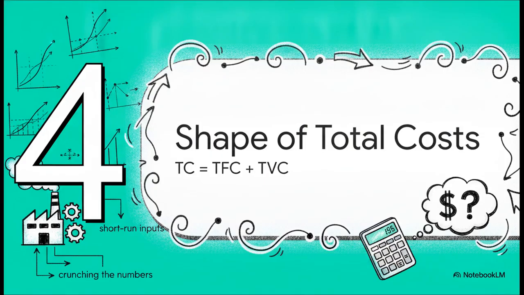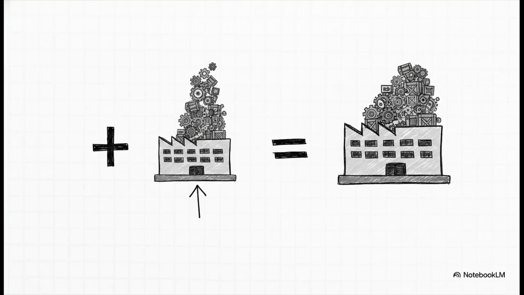Section 4. The shape of total costs. Let's translate these short-run inputs into the macro view of the firm's total costs and see what happens when we actually run the numbers. The formula is beautifully simple. Total cost is just the sum of total fixed cost, which, remember, absolutely never changes no matter how much you produce, plus total variable cost, which goes up as you ramp up production and use more materials and labor.